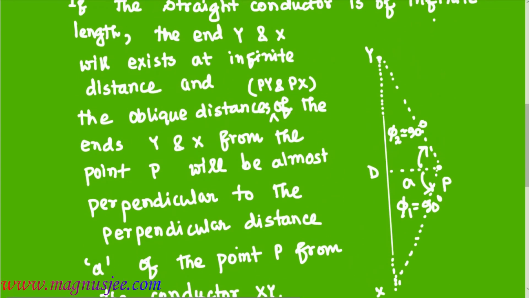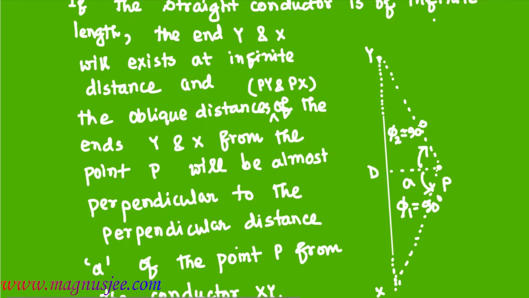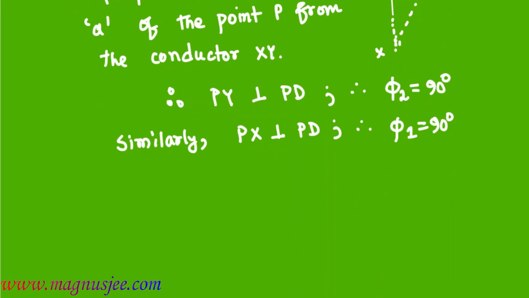Putting these values in equation 1. Now the end Y in the diagram will be at infinite distance. Hence, the oblique distance PY will be perpendicular to PD. Therefore, the angle subtended by the oblique distance PY with the perpendicular distance PD, that is phi 2, will be 90 degrees. In this way, we can explain that phi 2 is 90 degrees.